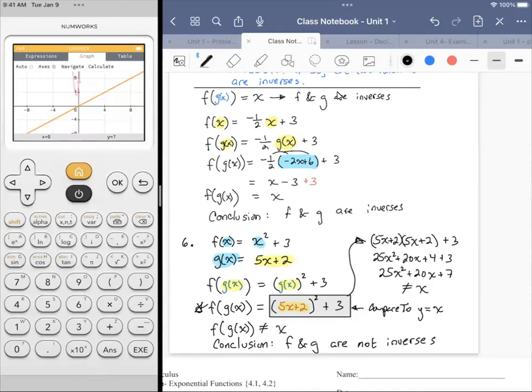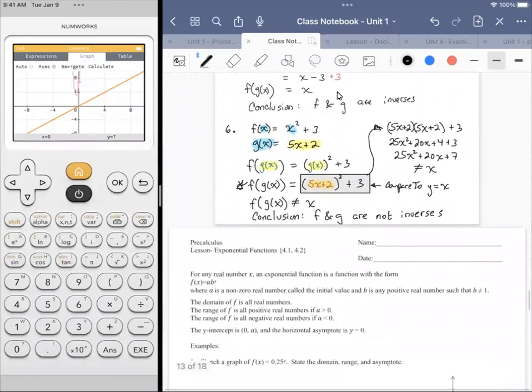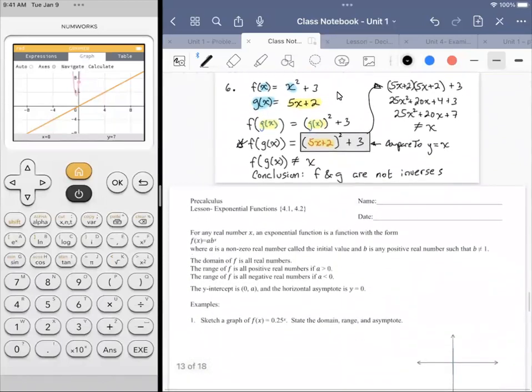The only reason I'm not saying just put the original equations into the calculator and compare them is because you're going to need to do this algebraically. It's one thing to look at two graphs and say, oh, they're inverses. It's another thing to justify it algebraically. So that's kind of the end game there. So we're going to move on, and we're going to talk about exponential functions.